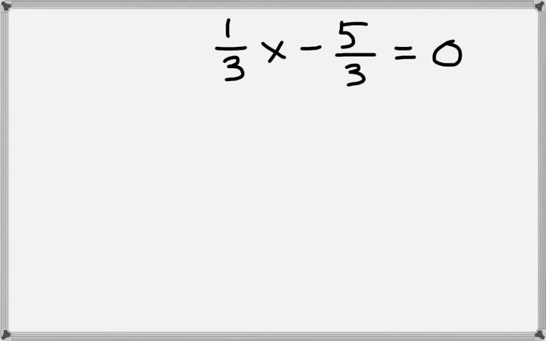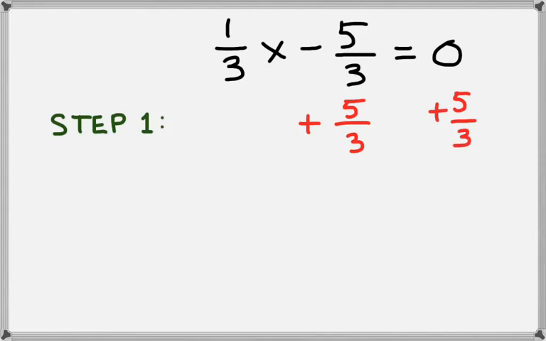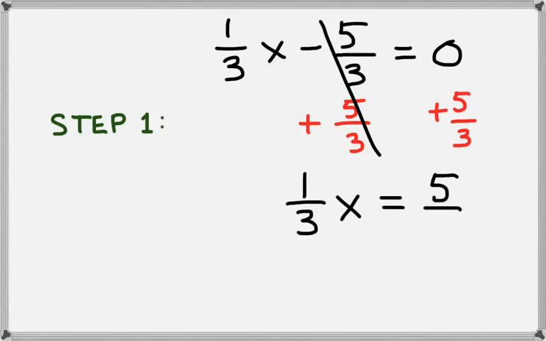Now let's look at 1/3 x minus 5/3 equals 0. Again, the first step is to get the x term by itself, so we'll add 5/3 to both sides. On the left, that's going to cancel, and so that leaves us with 1/3 x equals, well, we'll take 0 plus 5/3. So on the right we have 5/3.